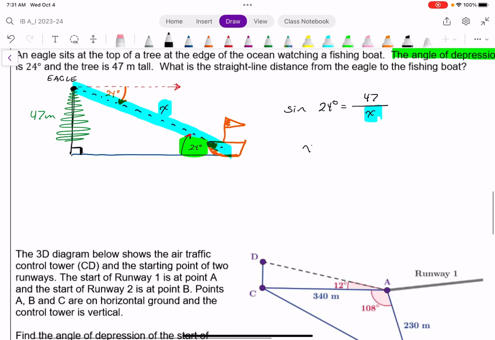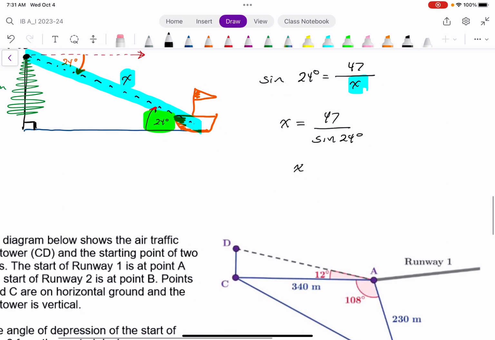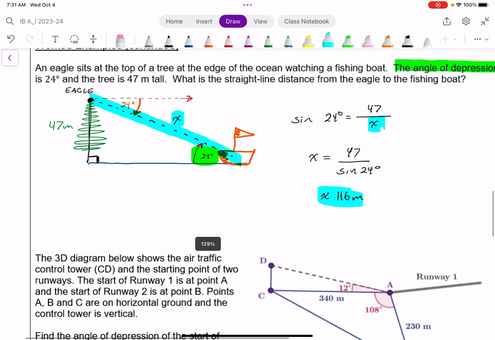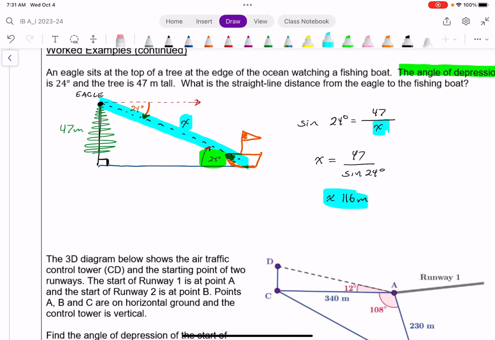And quite quickly, we can see that x must then equal 47 divided by the sine of 24 degrees, which gives us about 116 meters if I round it to the nearest whole value. All right, like I said, a very quick question. Mainly, it's all about, can we visualize what's being described here?